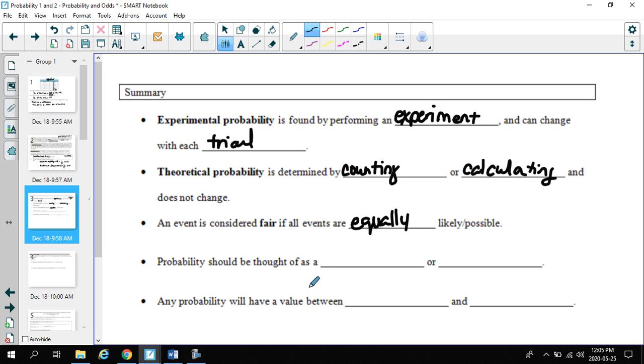Probability should be thought of as a fraction or decimal, and be between 0 and 1. So that is it. Do those questions and then move on to probability and odds.